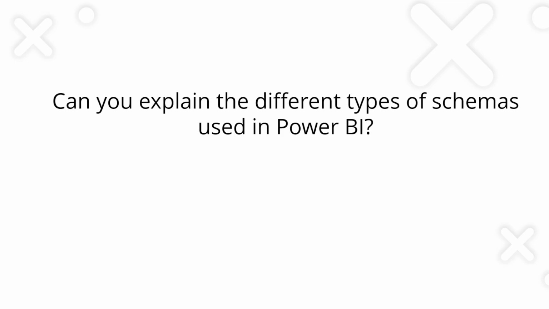Can you explain the different types of schemas used in Power BI? So, in Power BI, we have two types of schemas: the star schema and the snowflake schema. In star schema, you have one fact table and multiple dimension tables, and in snowflake schema, your dimension table is normalized. So your dimension table is also going to have a dimension table.